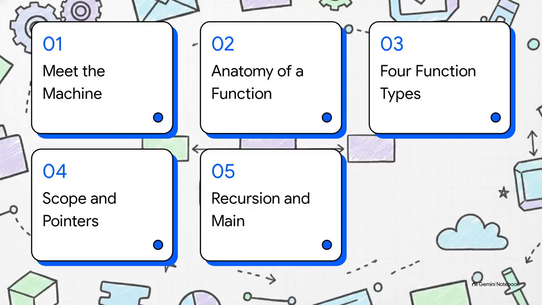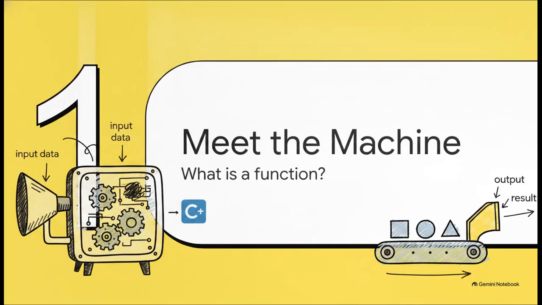Okay, let's lay out our factory floor plan for today. First, meet the function machine. Second, anatomy of a function. Third, the 4 function types. Fourth, data scope and pointers, and finally, recursion and the main. Let's get to work.